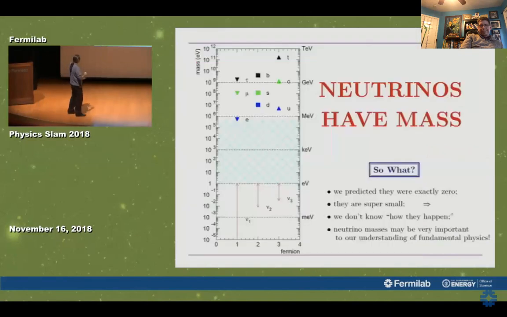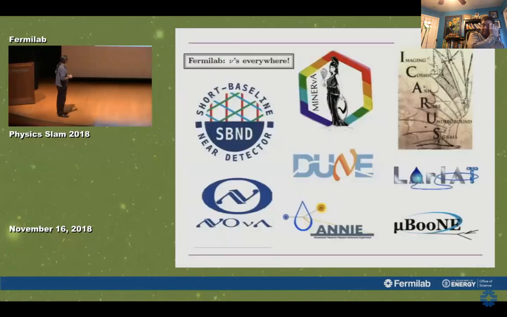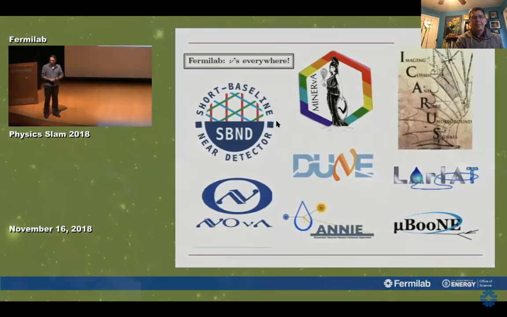Okay? Now, this is very important because we don't know how these masses happen. And we also think that they mean something very important. And because my time is up, I want to remind you that we're still doing a lot of neutrino experiments. Fermilab now has all of these different neutrino experiments going on for us to try to understand what's happening. Thank you.